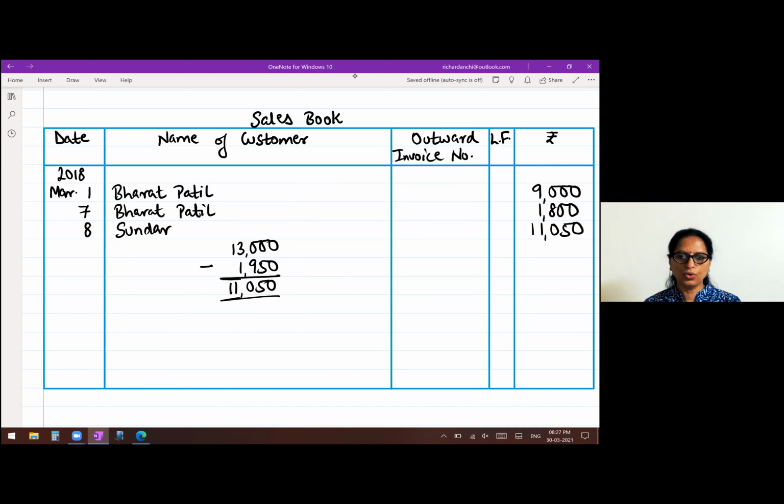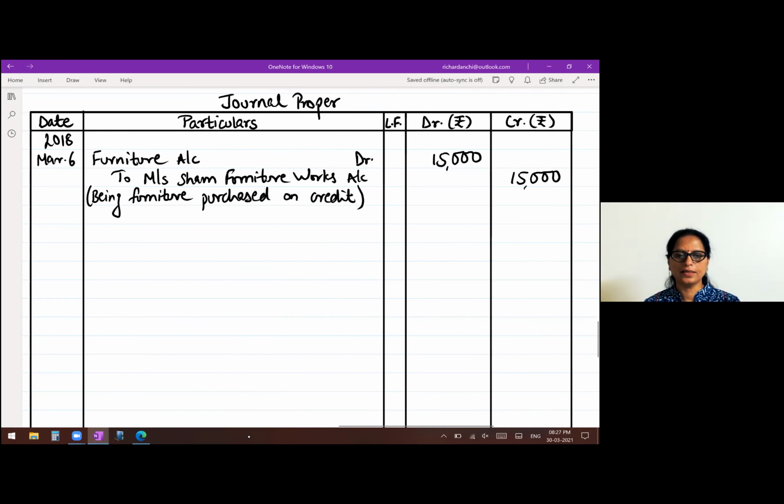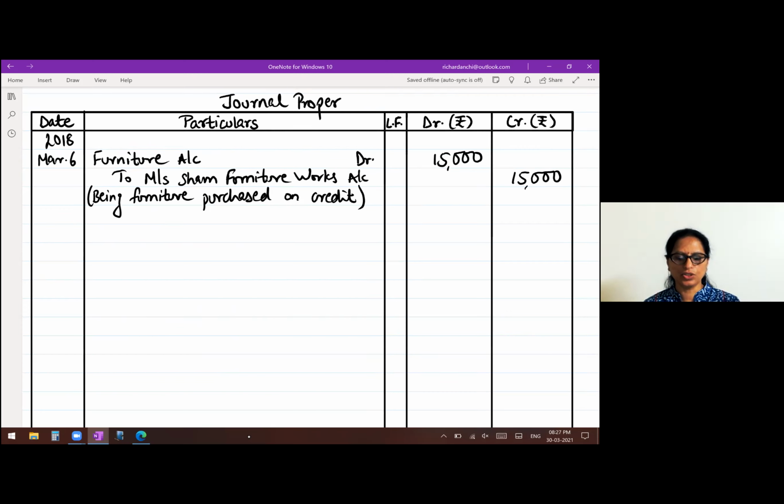10. Sold to Sumit computer for rupees 23,800 with a book value of rupees 24,000. Now computer is an asset, you are selling it, so it will come in the journal proper. Any asset purchase or sale on credit will come in journal proper. Date is 10. Now if you see, there are two values here. The value of the computer was 24,000, but you are selling it for 23,800.